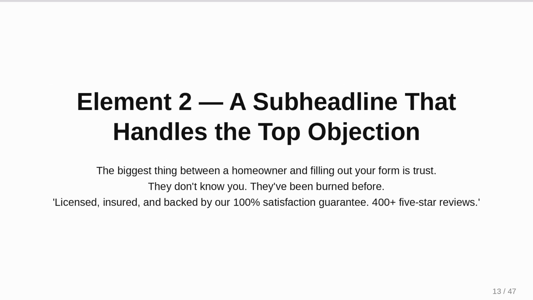Element 2 is a subheadline that handles the top objection. The biggest thing standing between a homeowner and filling out your form is trust. They don't know you. They've been burned before by a contractor who didn't show up or did poor work or disappeared after taking a deposit. Your subheadline needs to immediately address that. Licensed, insured, and backed by our 100% satisfaction guarantee. Over 400 5-star reviews from homeowners across Dallas. 2 sentences: credibility and social proof before they've even scrolled.